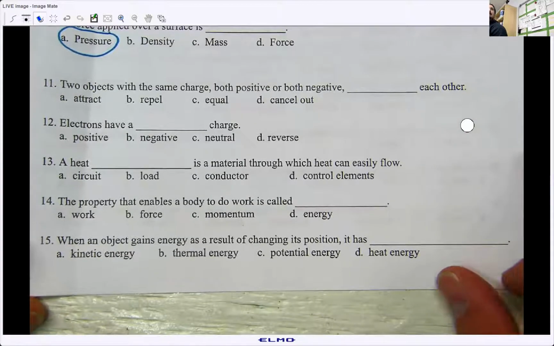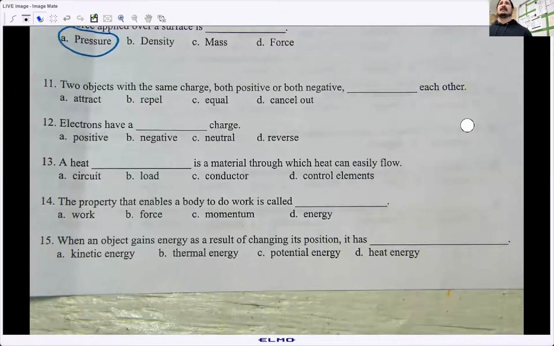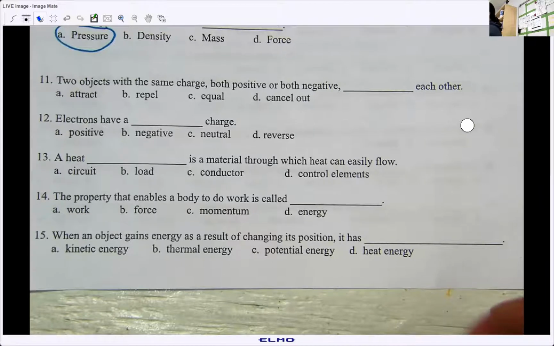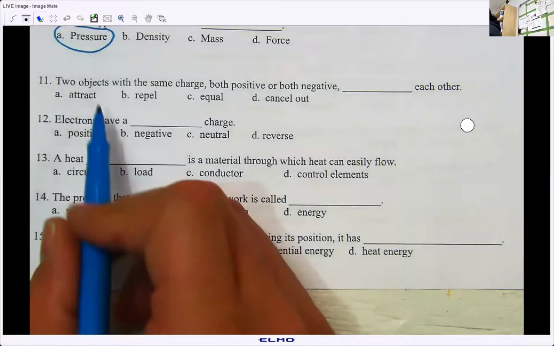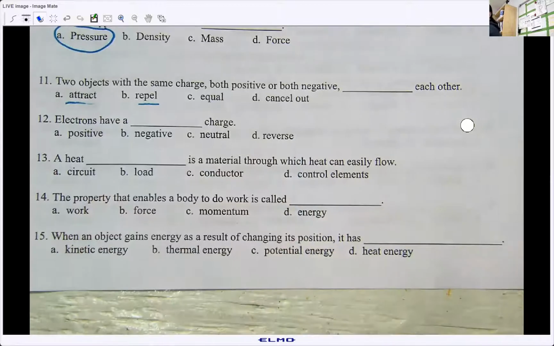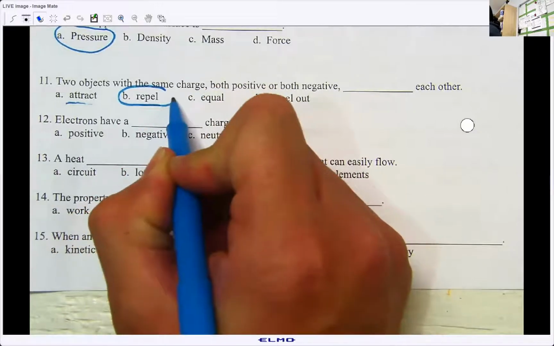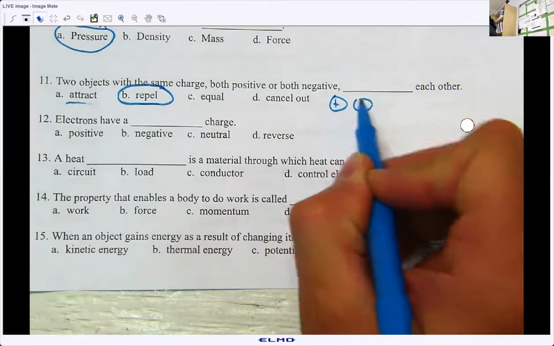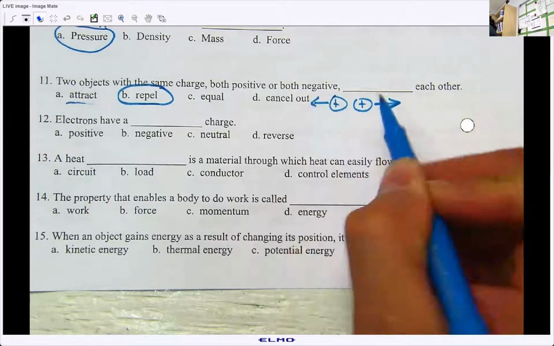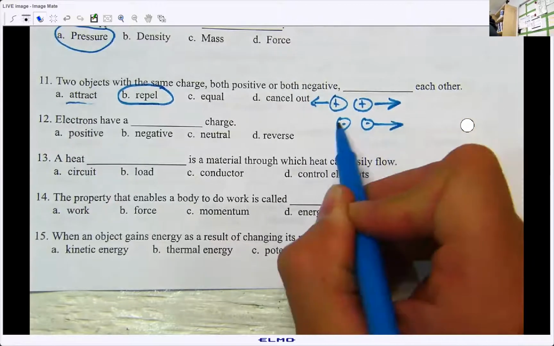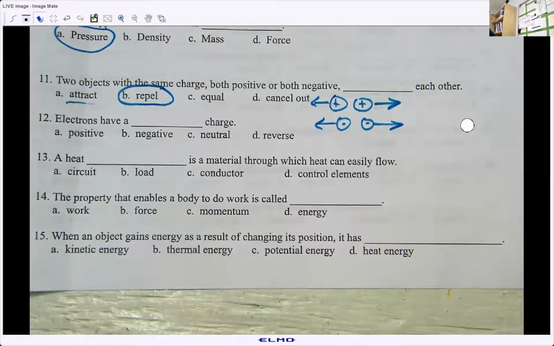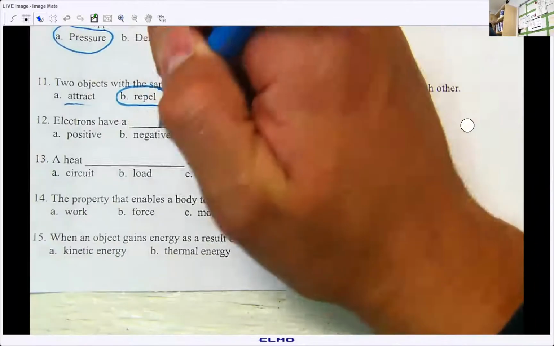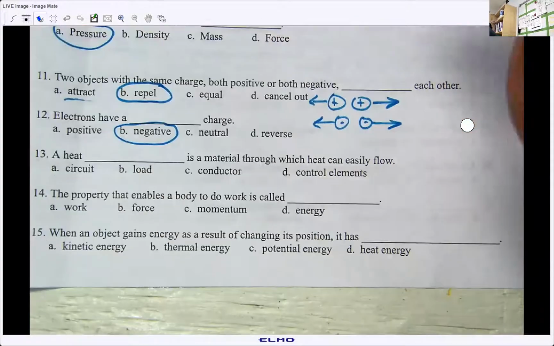Two objects with the same charge, both positive or both negative, it doesn't matter. What are they going to do if they have the same charge? There were only two things that they could do. They could either attract or repel. So if they're the same, what do they do? They repel each other. So if you have two positives, they're going to push each other away. If you have two negatives, they're going to push each other away. Electrons have a negative charge. We talked about that earlier.